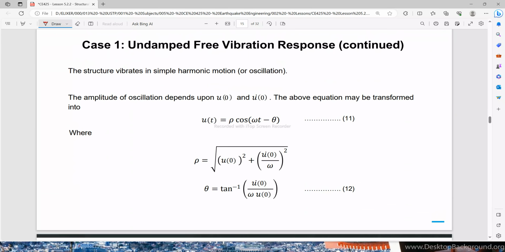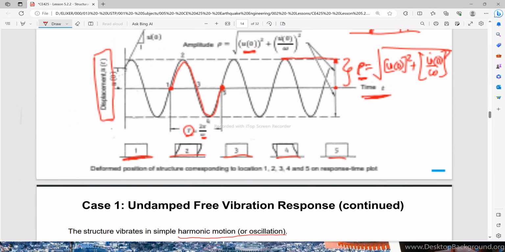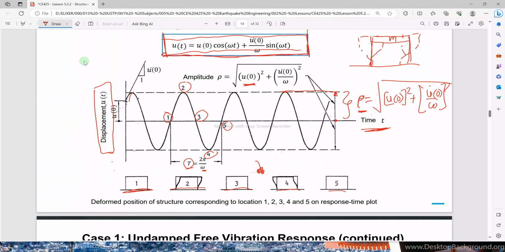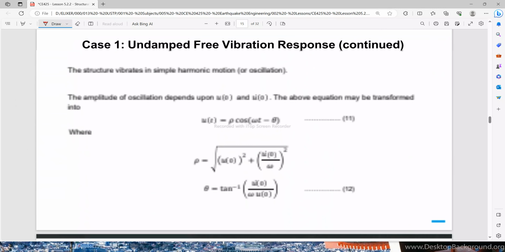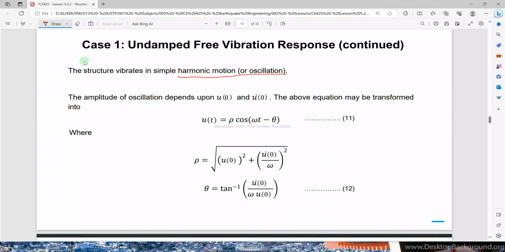So the structure vibrates in simple harmonic motion. So we call that oscillation or harmonic motion. This cycle is uniform throughout the system, or throughout the time. The amplitude of oscillation depends upon the initial displacement and the initial velocity.